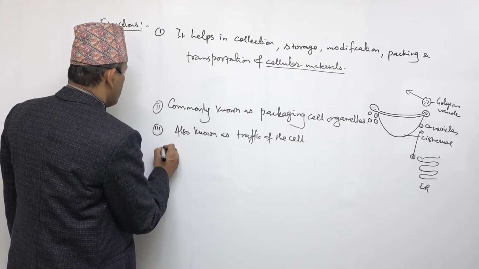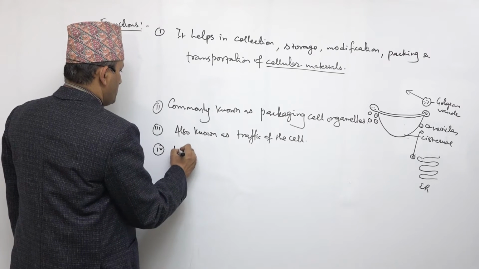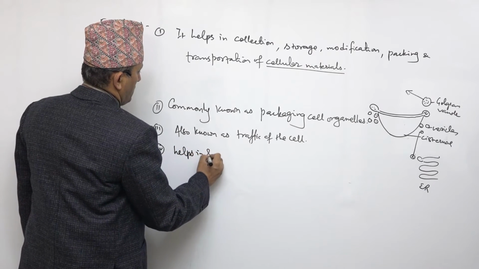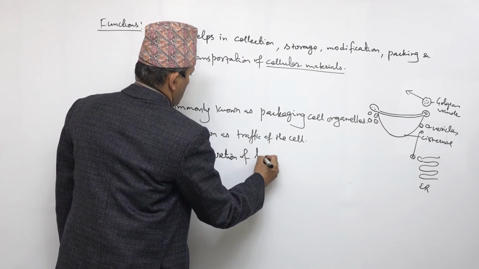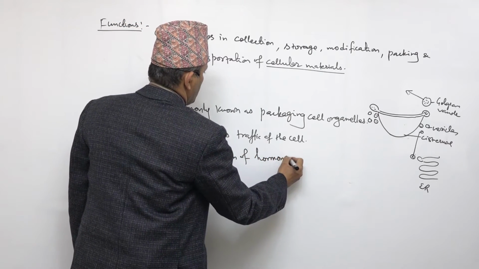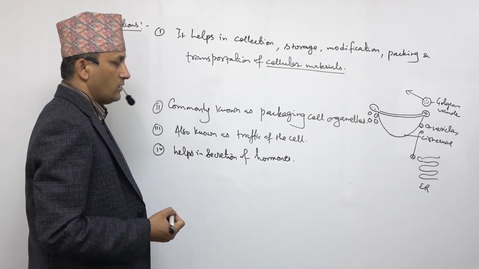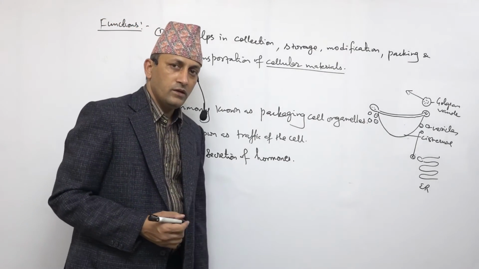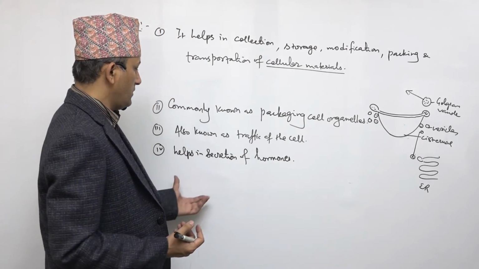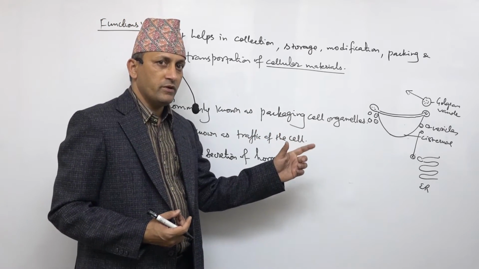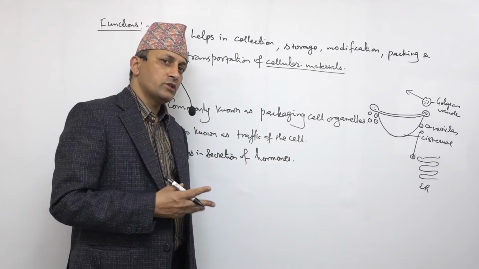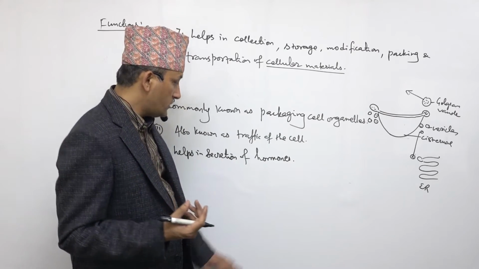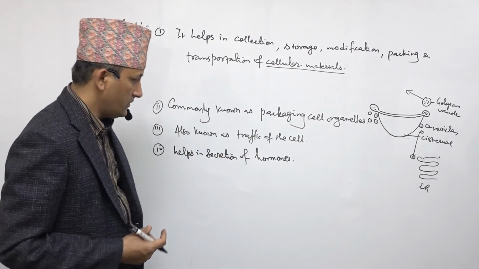So Golgi body also helps in the secretion of hormones. Different types of hormones are produced by the cell, and especially these Golgi bodies are responsible for the secretion of different types of hormones, like the sex hormone testosterone, or progesterone. These hormones are produced by the Golgi body of the cells.